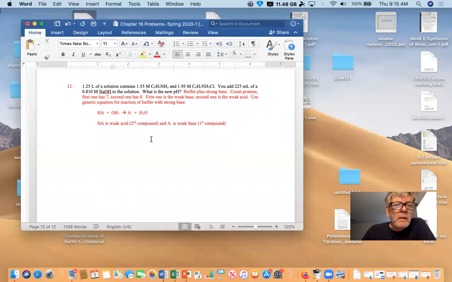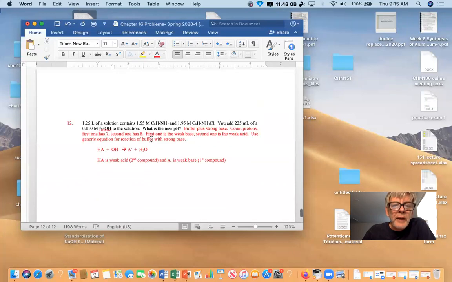Okay. So one more example of this. And so we know it's an acid-base problem. We've got 1, 2, 3 things present. So we know it's a reaction of a buffer. And we note that this is a strong base, so we're going to use the same equation.